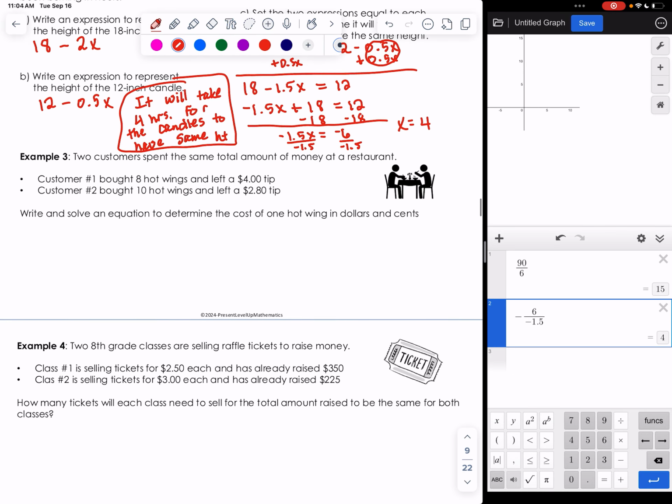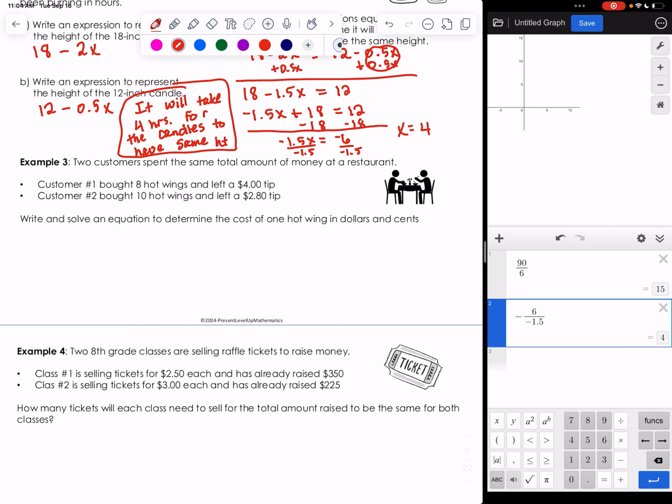All right, look at example 3. 2 customers spent the same total amount of money at a restaurant. Customer 1 bought 8 hot wings and left a $4 tip. Customer 2 bought 10 hot wings and left a $2.80 tip. Write and solve an equation to determine the cost of 1 hot wing in dollars and cents.